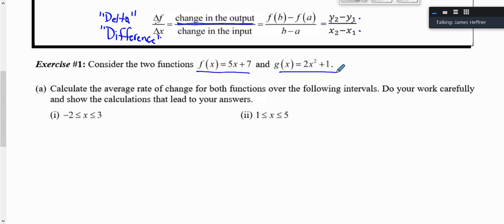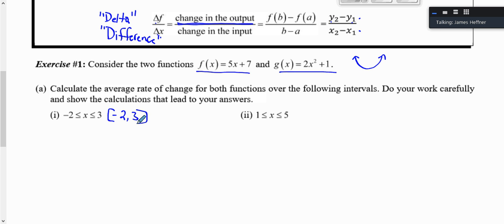You guys remember this 2x squared plus 1? It's a parabola. Does it have a constant rate of change? No, it doesn't. The rate of change is always changing for one of those, okay? So calculate the average rate of change for both functions over the following intervals. So for x between -2 and 3, you could also write this in interval notation as -2, 3, couldn't you? Remember that?